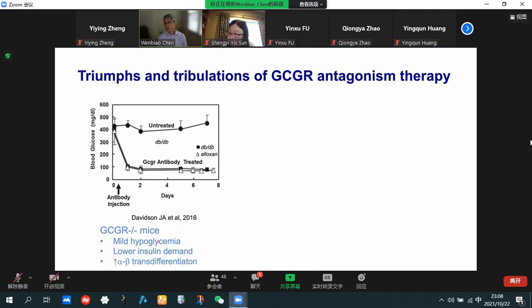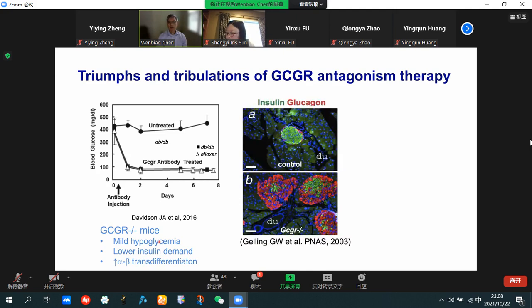And there's also an increase in alpha to beta cell transdifferentiation in this model, suggesting that it may be a very good model. However, this has not been a very successful therapeutic so far because it has some side effects. For example, a very prominent phenotype in the glucagon receptor knockout animals is an increase in alpha cell proliferation.